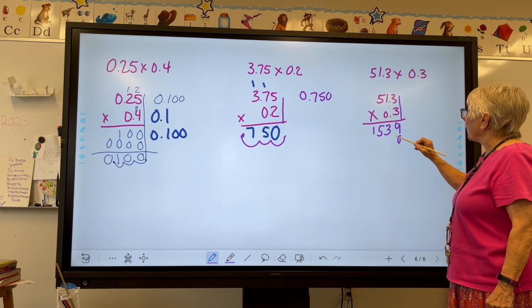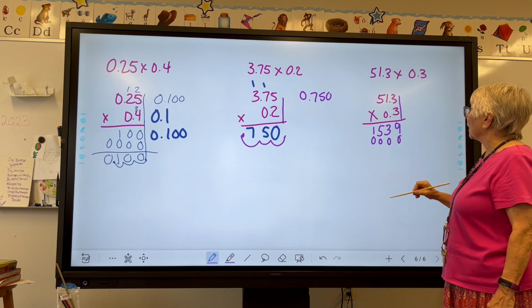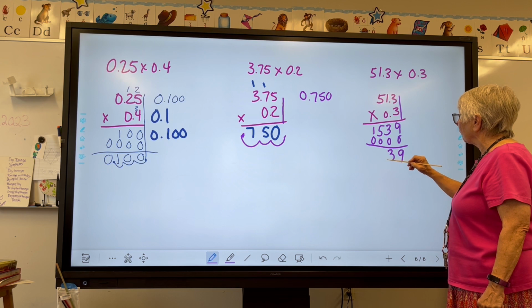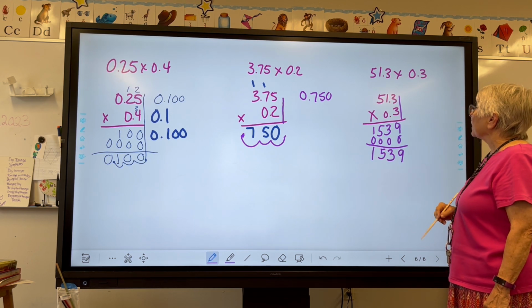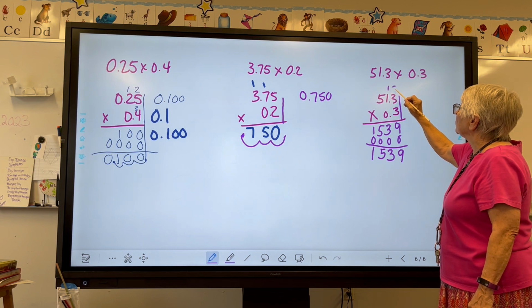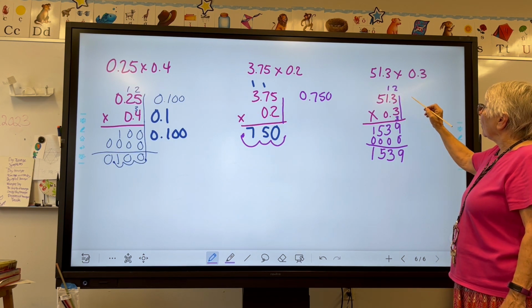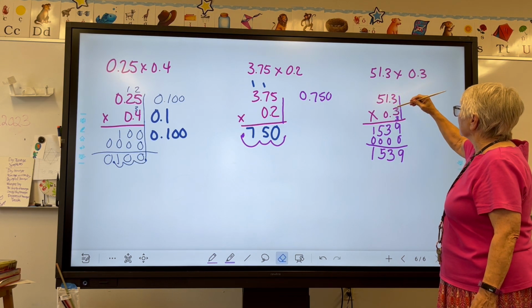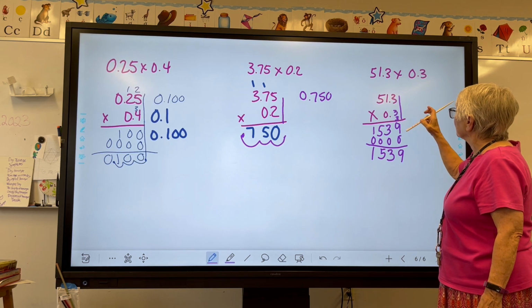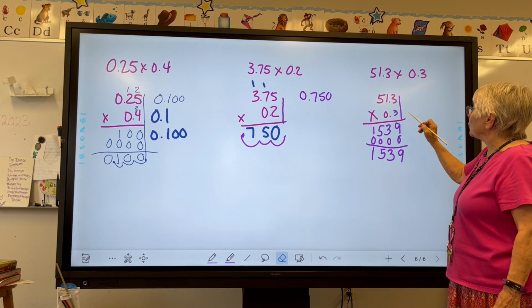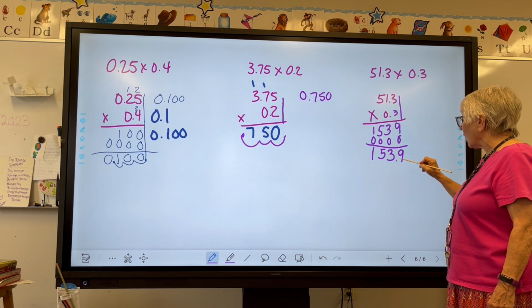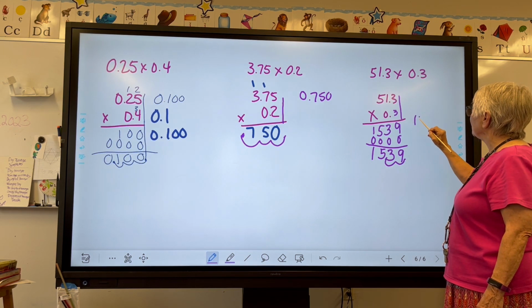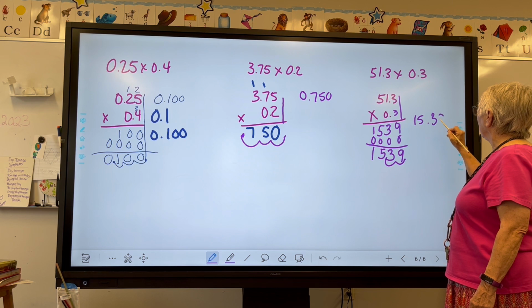Then I can go ahead and multiply by the zeros and line them up. And I can add them, but they don't really do anything. They're just zeros. Now I count the numbers. 1, 2, 3. Oh, is this number after the decimal? No. Well, that one doesn't count. Oops, I've erased the wrong number. So there's only 1, 2. But the decimal doesn't come straight down. Nope. Nope, nope. It goes back 2. So it is 15.39.